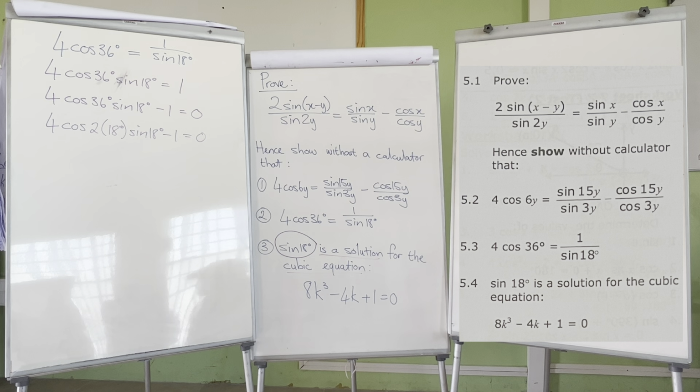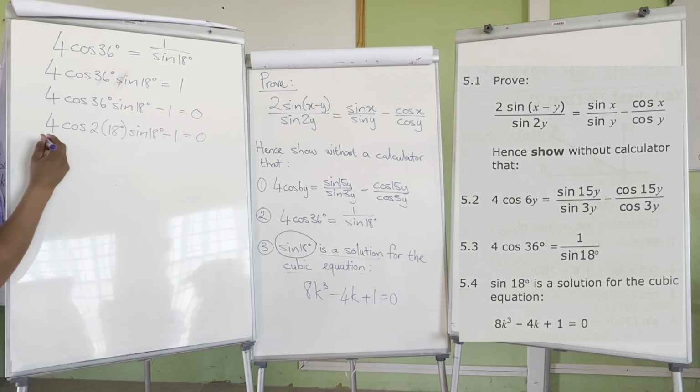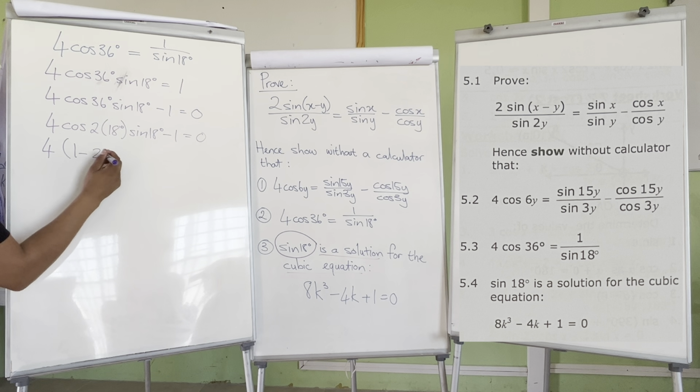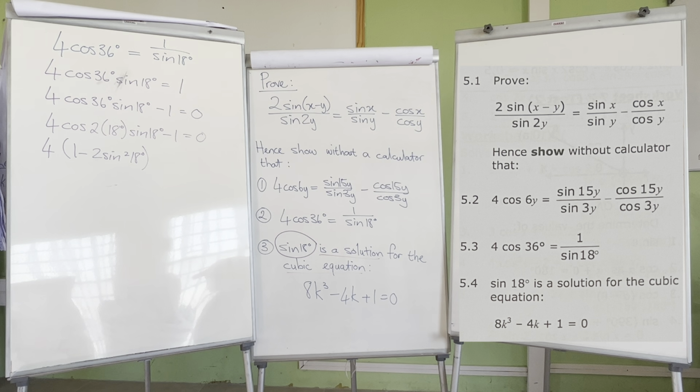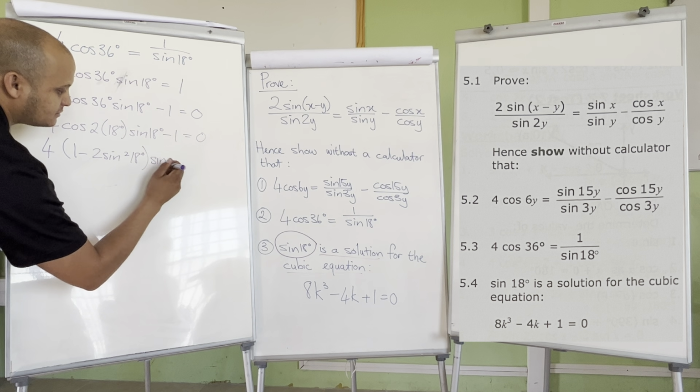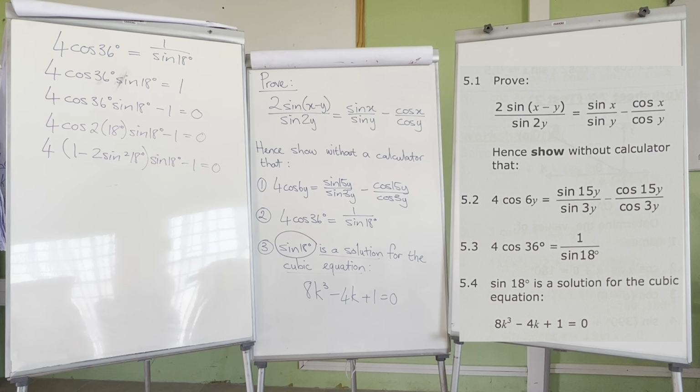The one where the 1 is positive: 1 minus 2 sine squared a. There we go. Now we're getting somewhere. So I'm going to use 1 minus 2 sine squared of 18. That's the one expansion, times sine of 18, minus 1 equals 0. Now what?